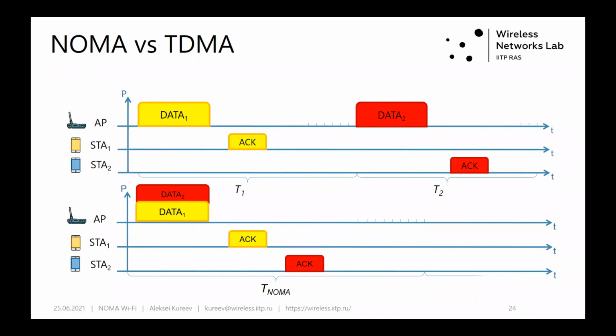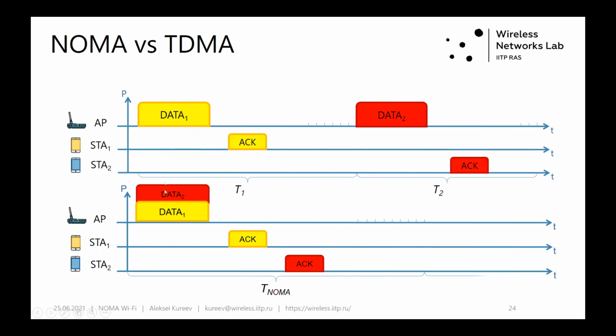And if we want to compare the performance of NOMA and time division multiple access, which is commonly used in Wi-Fi, we see that using NOMA we can decrease the duration of the transmission. Here we see the duration of transmission of data for STA1 and STA2 just using round robin. We transmit the first data to STA1 and then data to STA2, and the overall duration will be T1 plus T2. And the duration of T-NOMA is shorter. And here we can achieve some gains, and we achieve a NOMA gain.